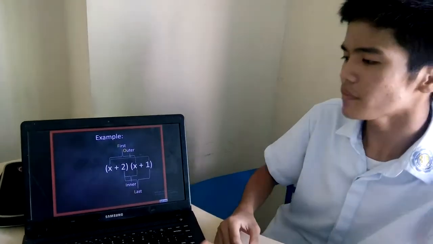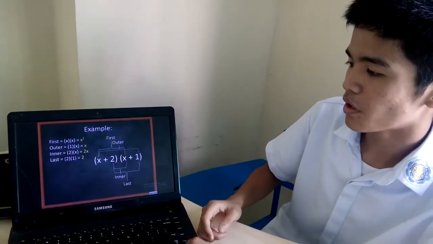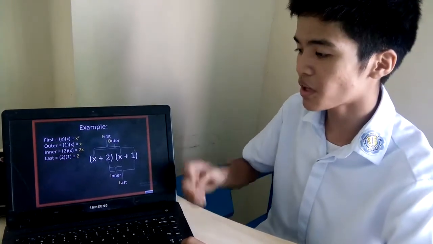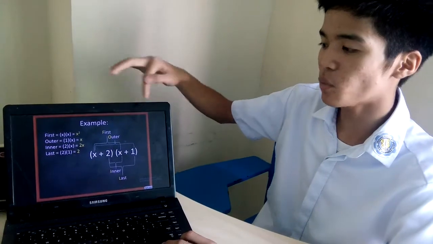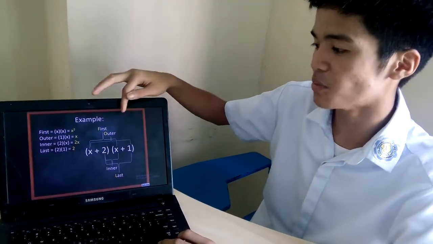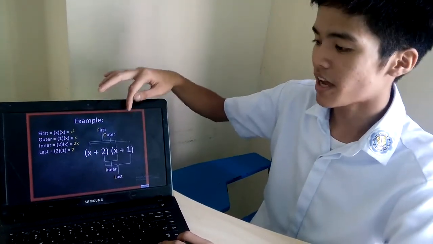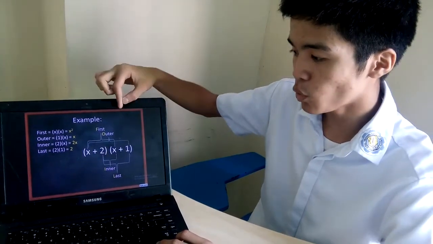Another example: the quantity x plus 2 times the quantity x plus 1, where x and x are the first terms, x and 1 are the outer terms, 2 and x are the inner terms, and 2 and 1 are the last terms.